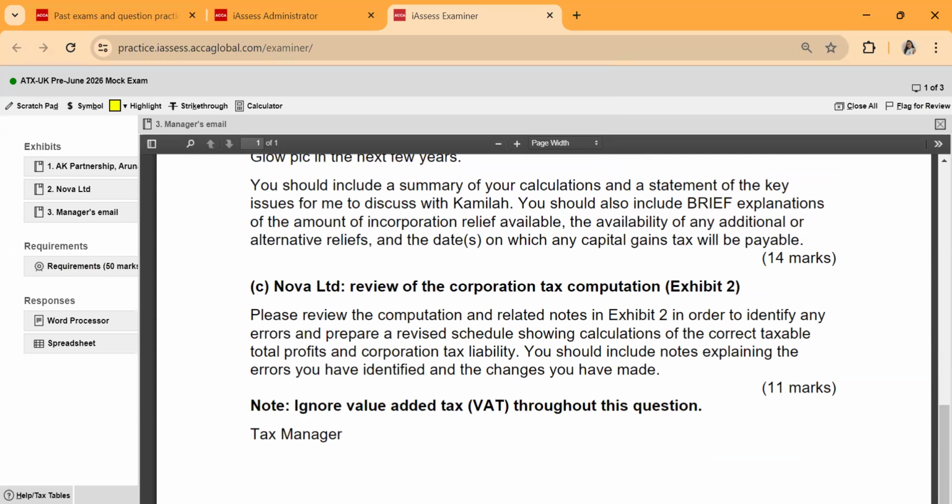So that's very simple. Format is already given to you. You just have to identify the errors and correct them, and prepare a revised schedule showing calculations of the correct taxable total profits and the corporation tax liability. You should include notes explaining the errors you have identified and the changes you have made. So that notes I will discuss orally, and those notes only you have to write it in your answer.